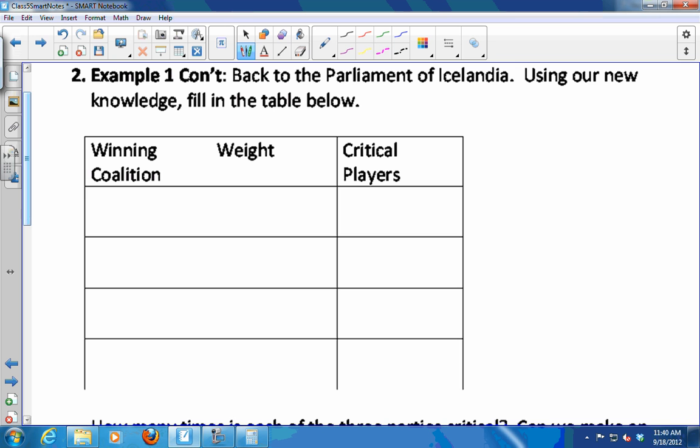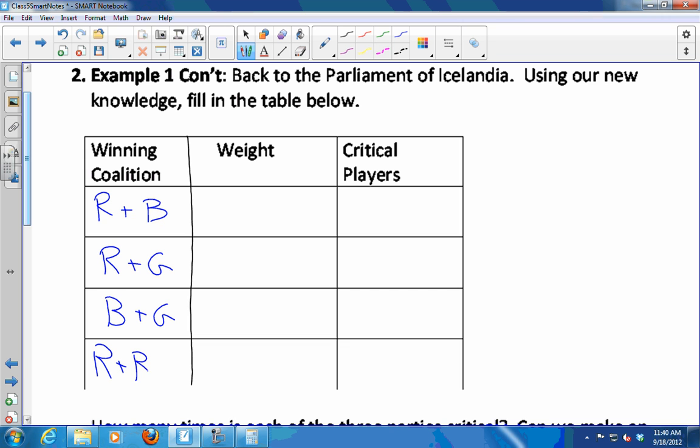So let's take a look at the Icelandia example again. So we had 3 winning coalitions. We said red plus blue, red plus green, and blue plus green. And there's one more winning coalition. What would it be? All of them. If they all agreed, of course, they would pass the motion. Okay, so the weight. Red plus blue, that was 99 plus 98, which is 197.